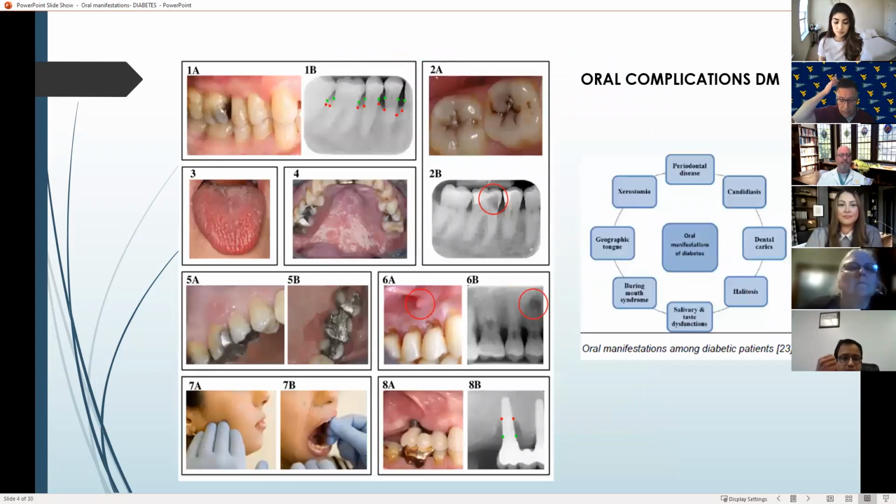So here we can see some oral complications of diabetes. I'm gonna try to use the pointer. I think, can you see the light there? No, not really. Okay, it's okay.